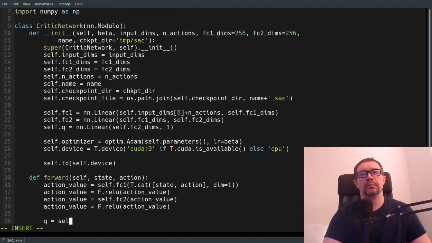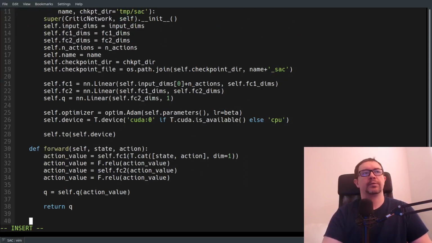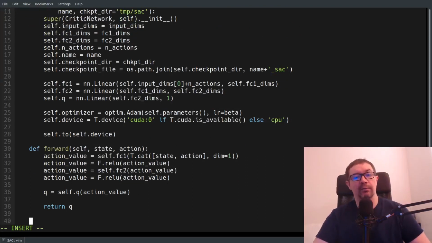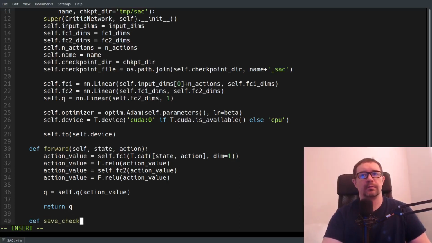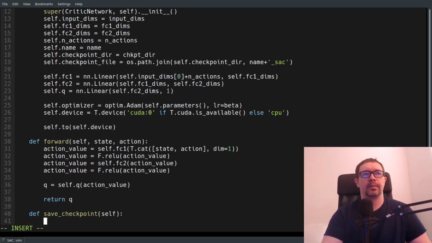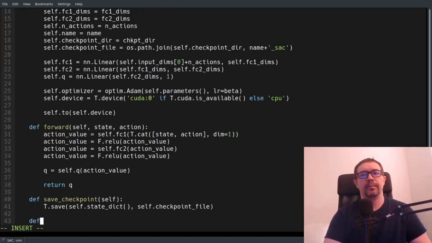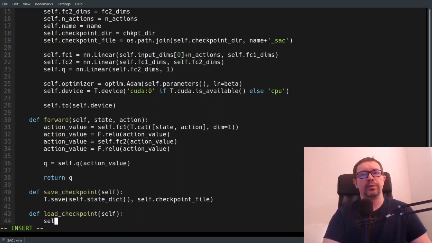And then Q, and return Q. Next, we need a couple functions to handle saving and loading model checkpoints. So we were just going to save the state dictionary for our model in the checkpoint file. And then we're going to do the inverse operation for loading.